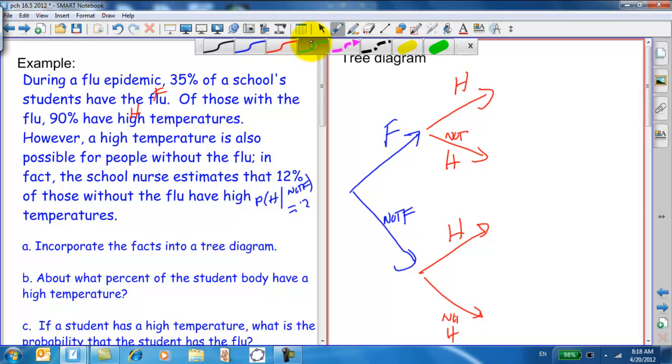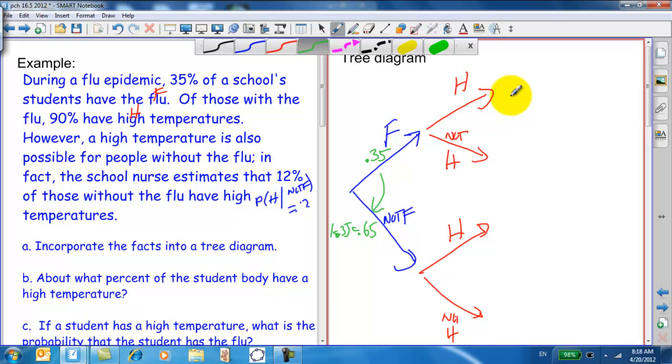Now we can put in some probabilities. We know that 35% of the students have the flu, so put 0.35 here for this path. That implies then that it must be 0.65 for the other path, right? 1 minus 0.35.